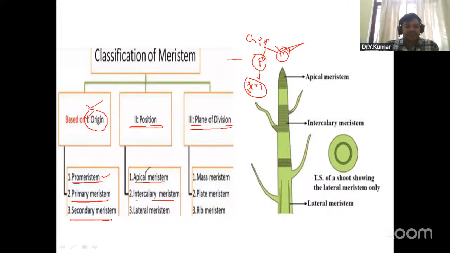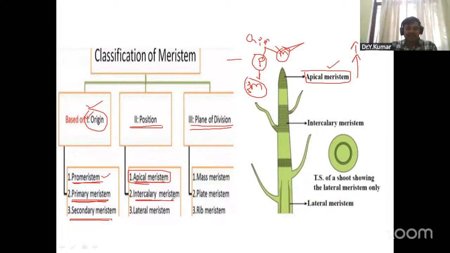First, apical. The name itself is given as apical. So the apical meristem is present at the apical side of the stem. This is called apical meristem. It is involved in the growth of the plant body, linear growth. Plants grow their entire life due to the activity of these apical meristem tissues.